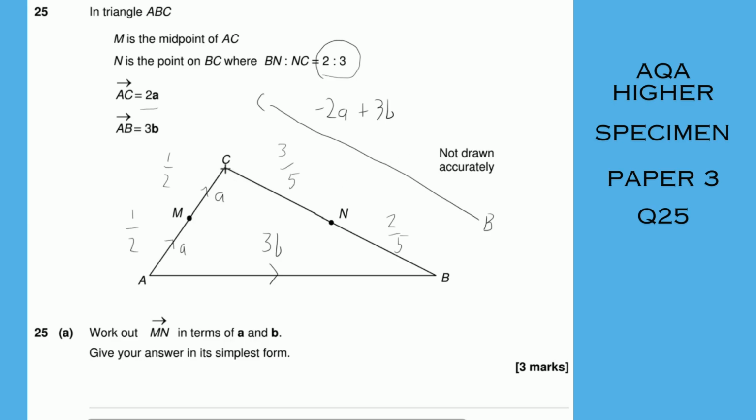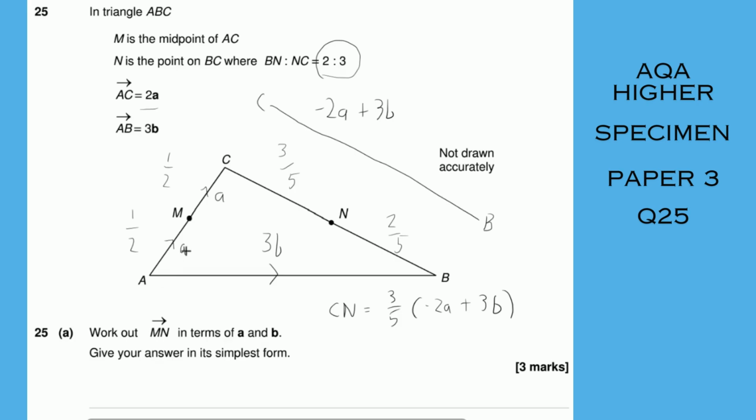Now I'm going to need C to N. Now C to N is 3/5 of this. 3/5 of negative 2A and 3B. So now we can get the big picture going.